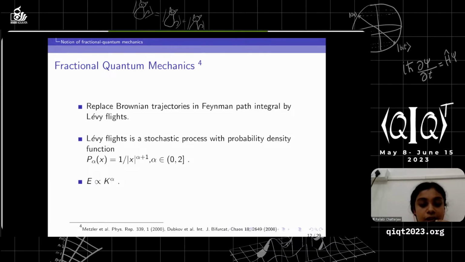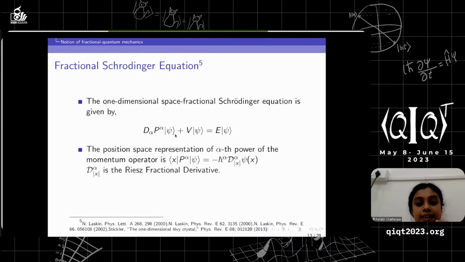If alpha equals 2, we get back our normal quantum mechanics and the normal dispersion relation, E proportional to k squared. So now this is the fractional Schrodinger equation, where P to the alpha is the alpha power of the momentum operator, which contains the d alpha by d|x|. This is the Riesz fractional derivative, which has the alpha order derivative term.